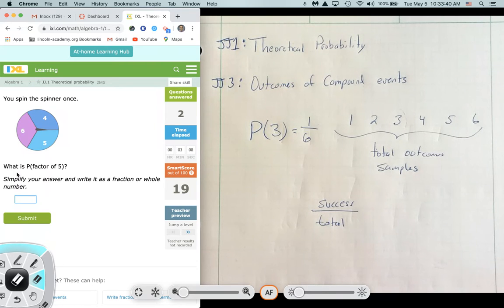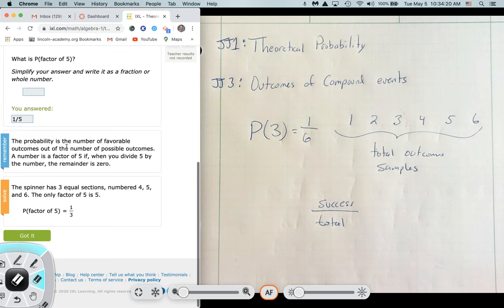Now here it's saying, what is the probability of a factor of 5? So we've got to be careful and make sure we understand what the problem's asking. A factor of 5. Well, there are only 2 factors of 5: 1 and 5. When we look at this dial, it's cut into 3 equal parts, so there's just as much chance of landing on the 5 as either of the other 2. So there would be a 1/3 chance, or 1 out of 3, of landing on a factor of 5. Now, if there had been a 1 here, a 1's also a factor of 5, so then there would have been a 2 out of 3, but there was only the 5.